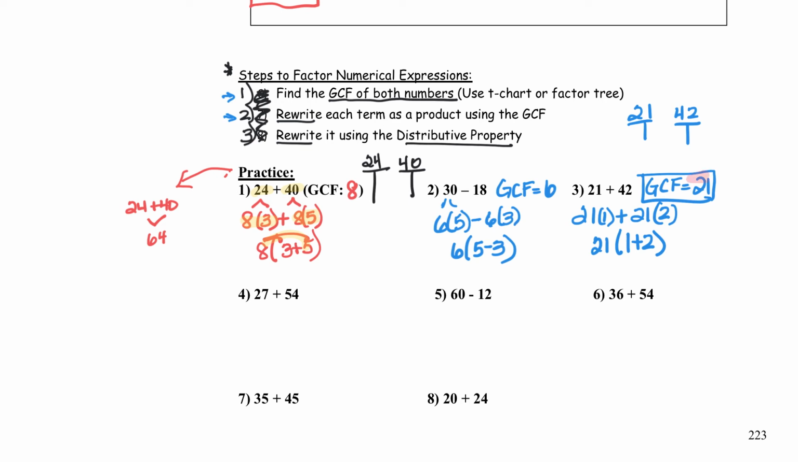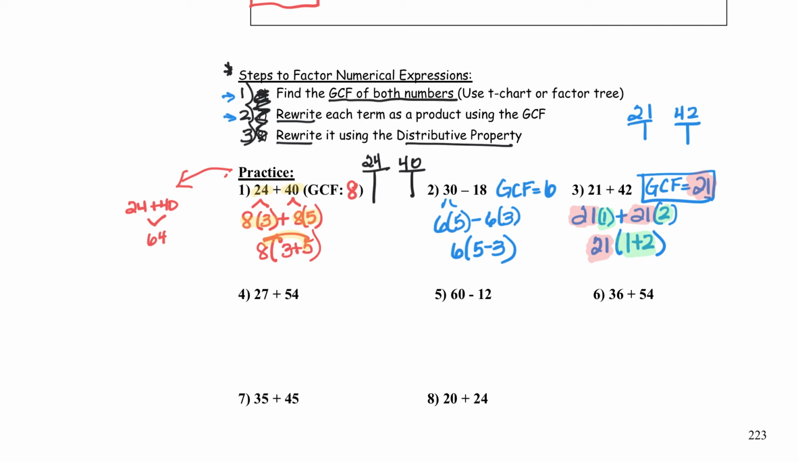So when I find the GCF, it goes 3 places when I'm factoring. I factor each number. The first one was 21 times 1. Then the next number was 42. That was 21 times 2. And then finally, when I rewrite it using the distributive property, the 21 goes on the outside, and then the 2 numbers on the inside go inside the parentheses here. So that is called the reverse distributive property.